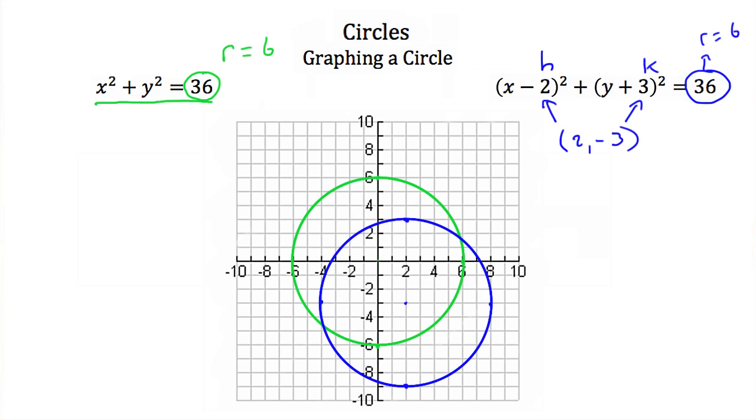Notice that these circles are exactly the same size. Even though our equation contains these h and k numbers, all that does is translate or move our circle over 2 and down 3. And every point on this circle is moved over 2 and down 3. But the fact that we translated our circle has no effect on the radius value.